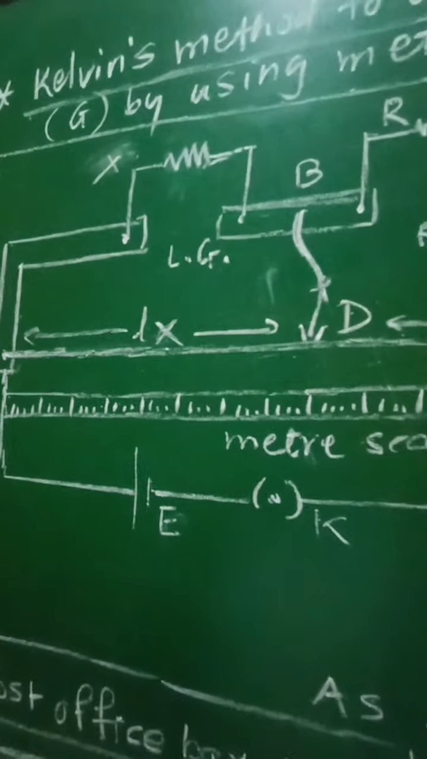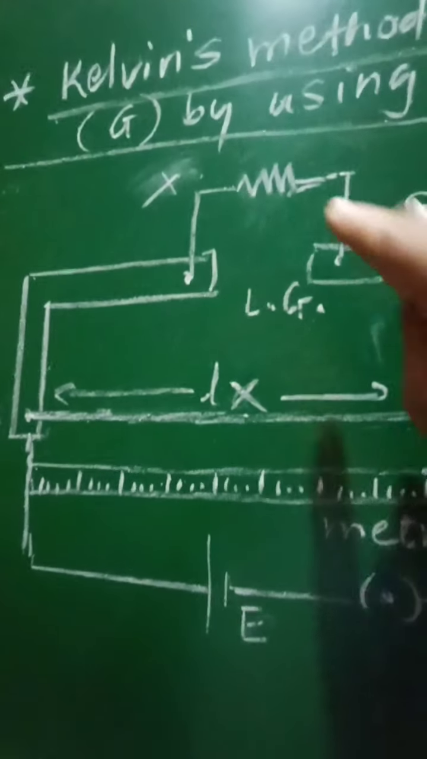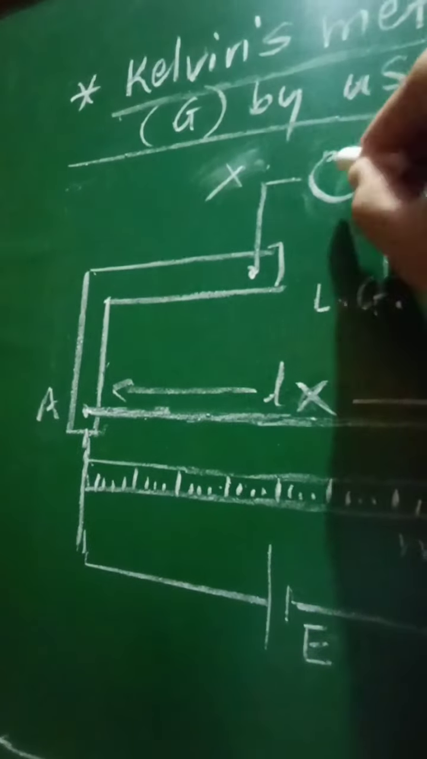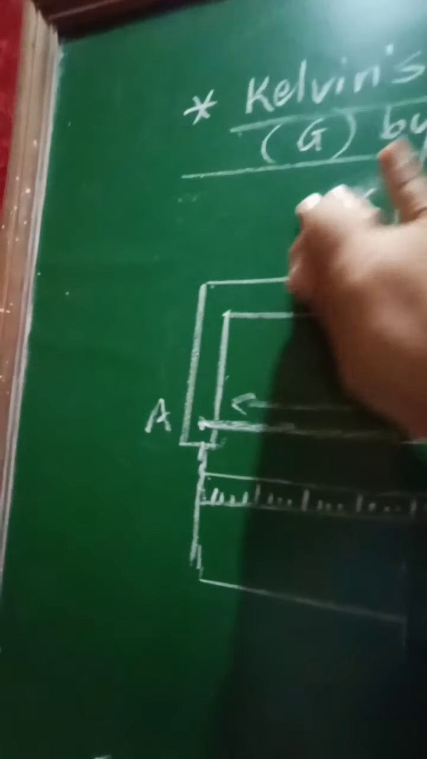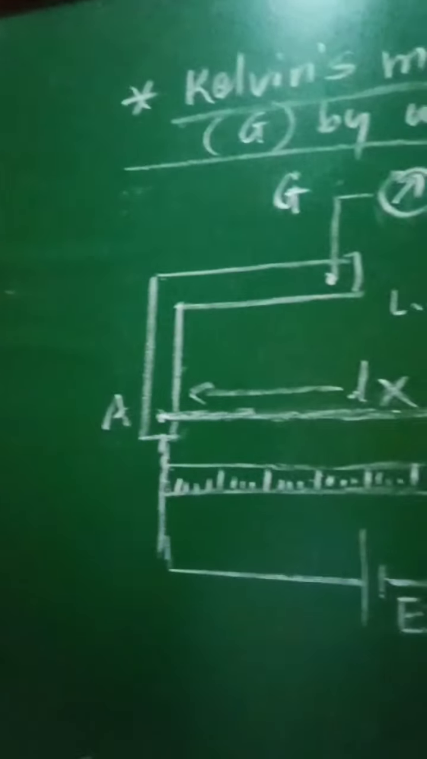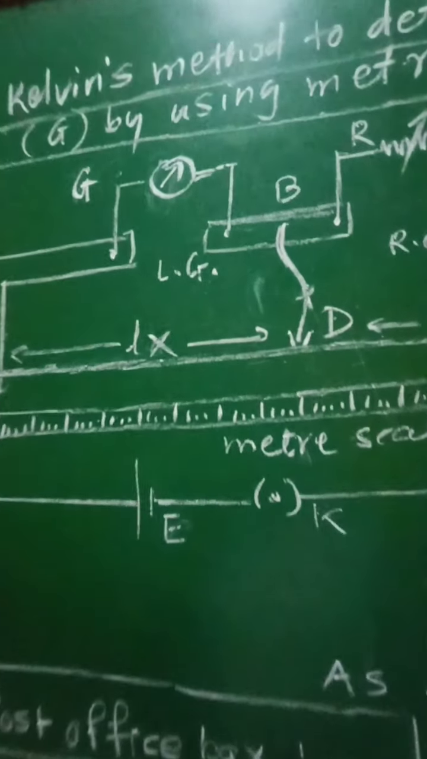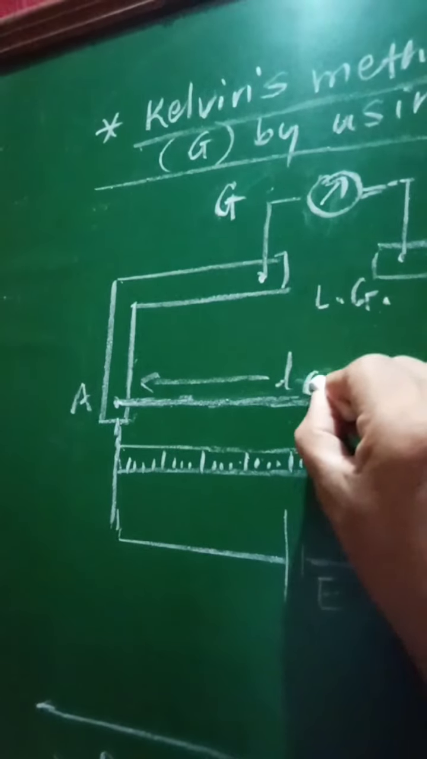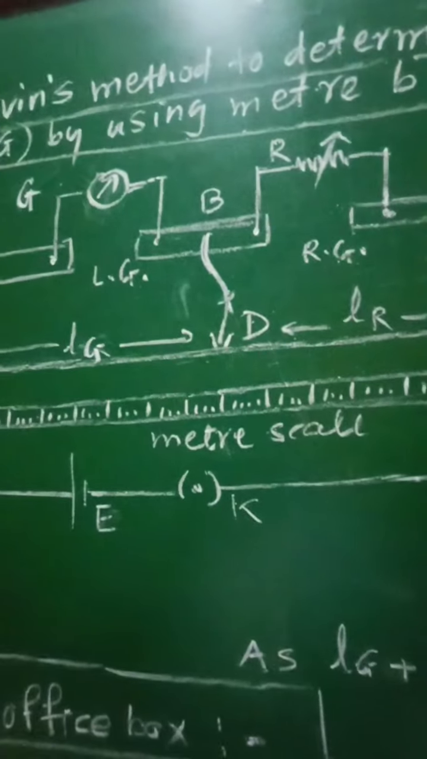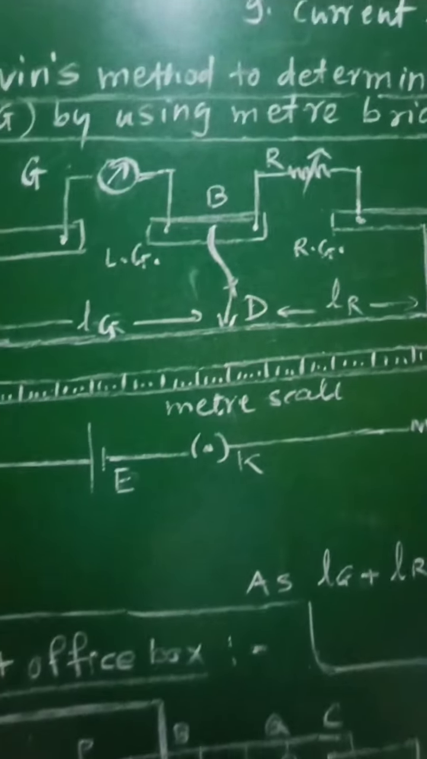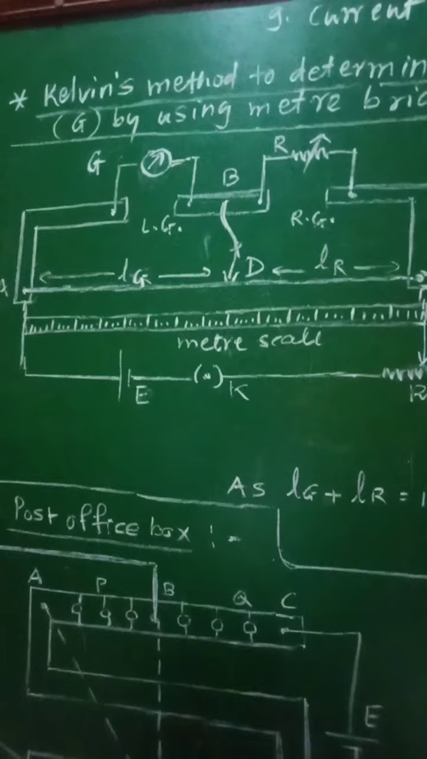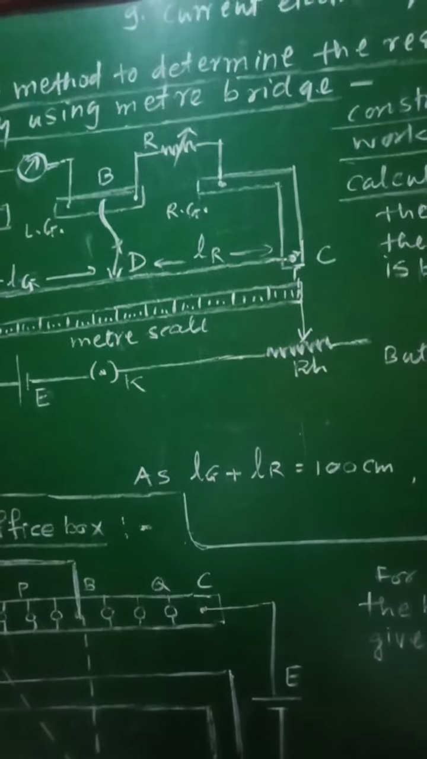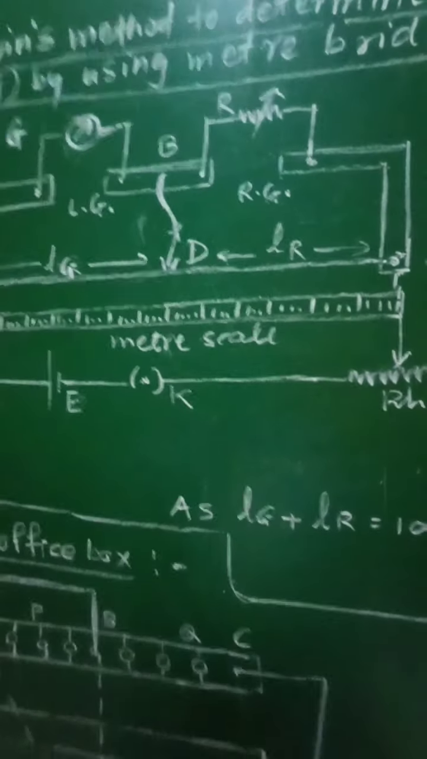So jockey will be connected directly to the point D, and in the left gap, the galvanometer whose resistance we have to determine will be connected. So that will be in the left gap, that is G, so that the length of the wire along the side of galvanometer equal to Lg, and here it will be Lr. So this diagram will represent the Kelvin's method for the determination of resistance of galvanometer by using meter bridge.